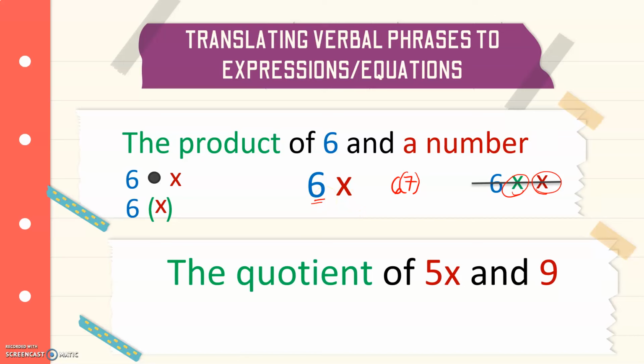Next, the quotient of 5x and 9. Same thing for multiplication, we no longer use the division symbol in algebra to indicate quotient. Instead, we express our answer as a fraction. Whenever you have the quotient of 5x and 9, we'll have 5x as the numerator because it's the first number mentioned, over 9. So this means 5x over 9 is 5x divided by 9.